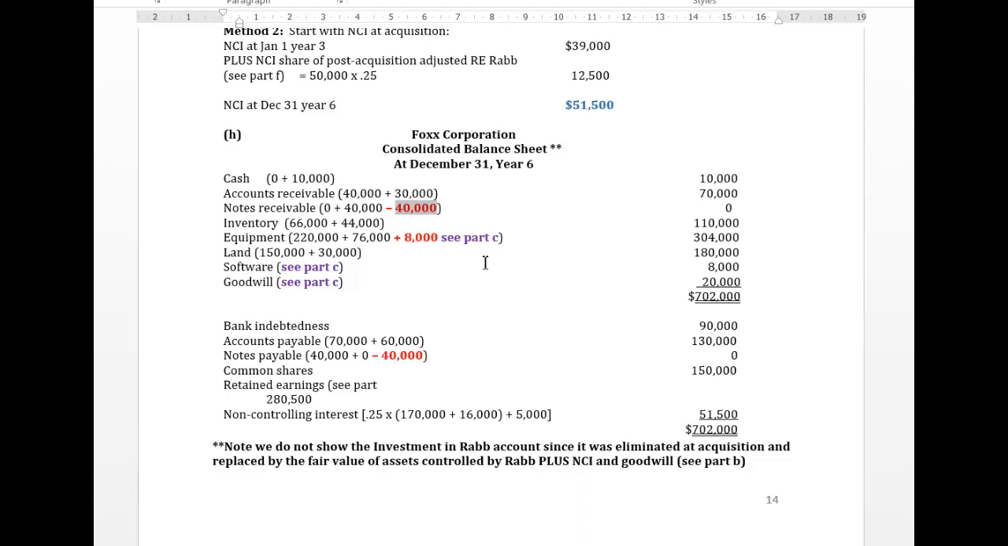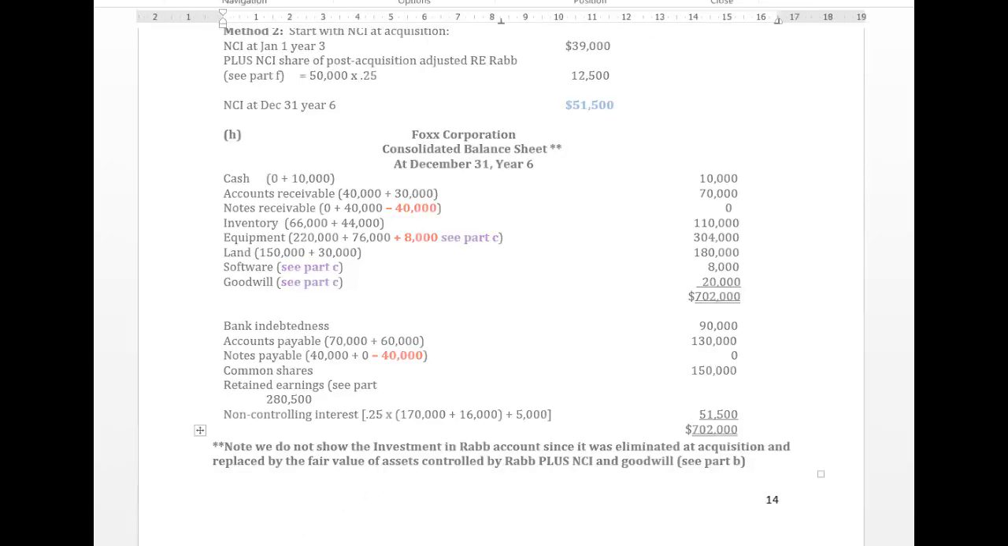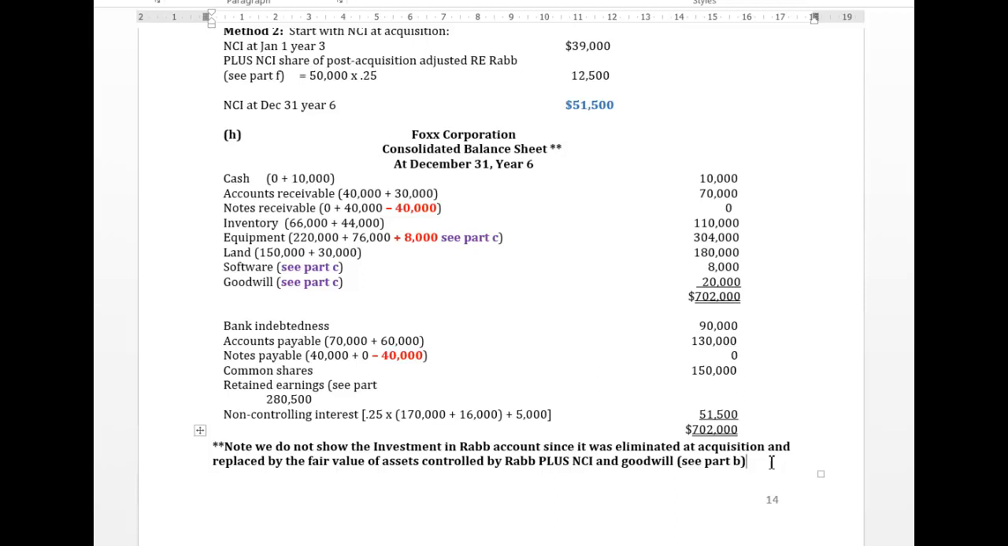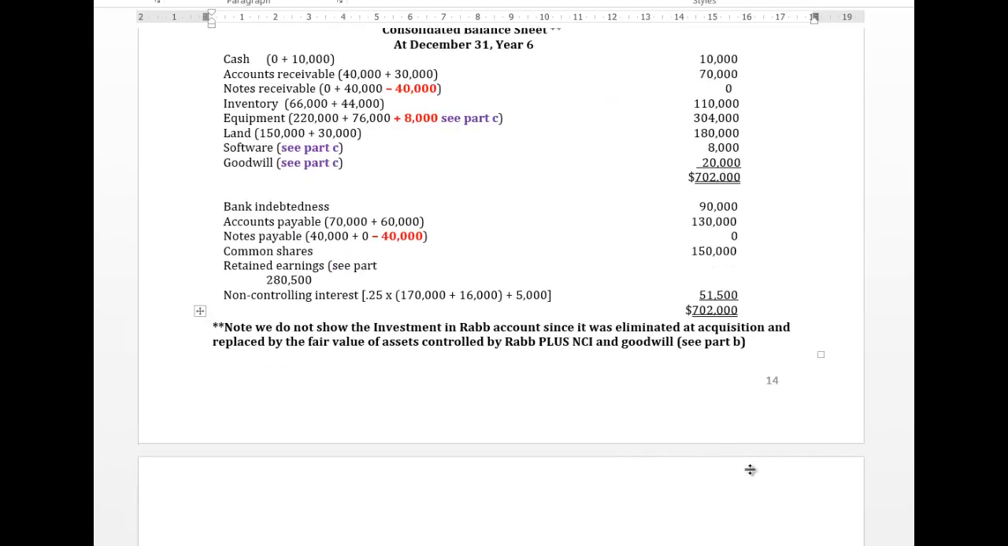The elimination comes here against the note payable, because who's got the note payable? Foxx. So although we didn't do it or show it, you could, if you felt more comfortable, if you wanted to, you could show the worksheet entry for that. You'd have to debit the notes payable for 40,000, and you'd have to credit on the worksheet notes receivable for 40,000.